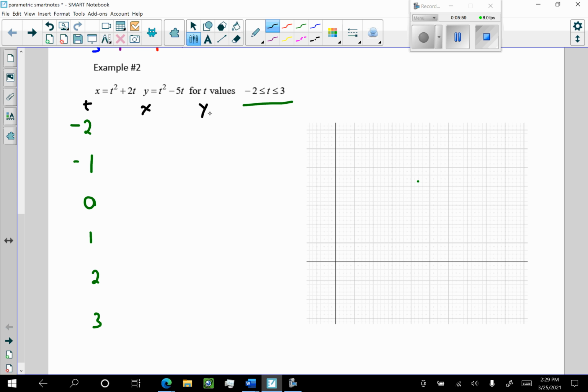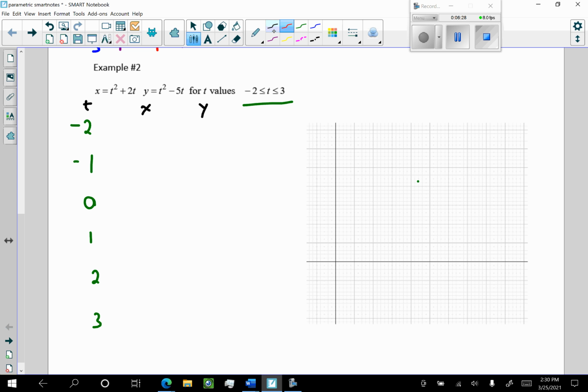I will show you when I get back how to easily put these in your calculator. There's a parametric mode that you can use. T squared plus 2t, t squared minus 5t, yep. And now I'm going to start at -2 this time. -2, -1, 0, 1, 2, and 3. And let's see what points we get.